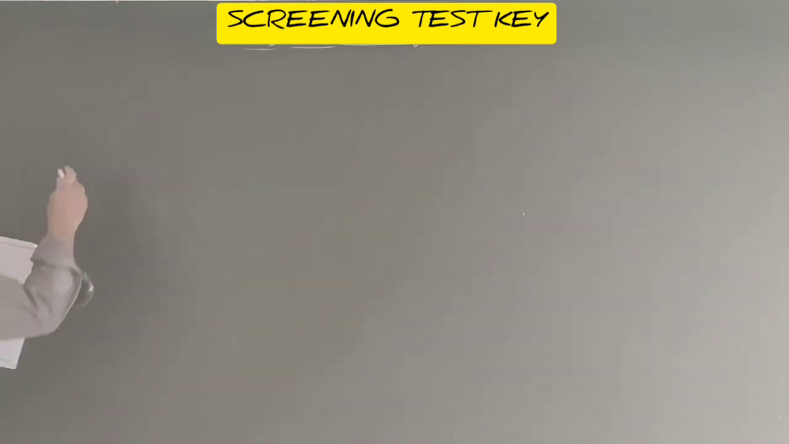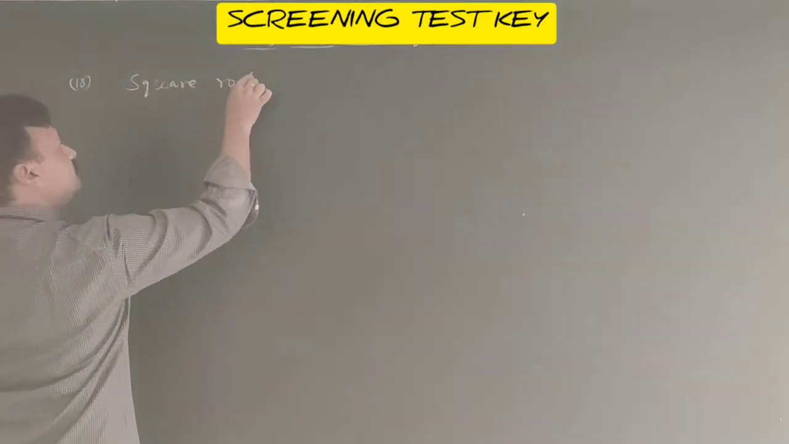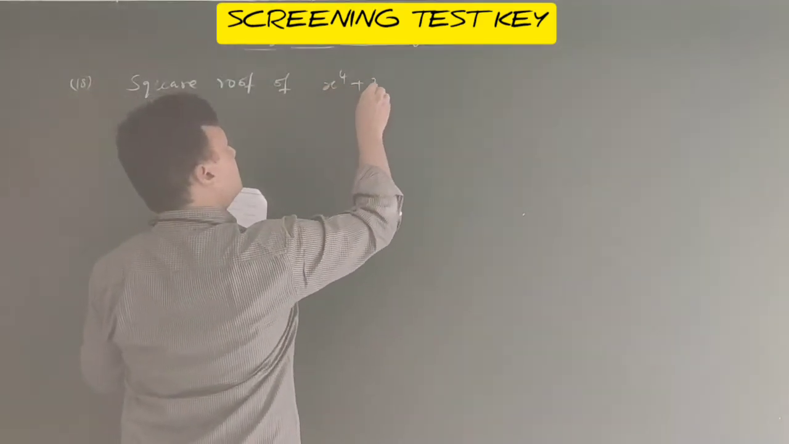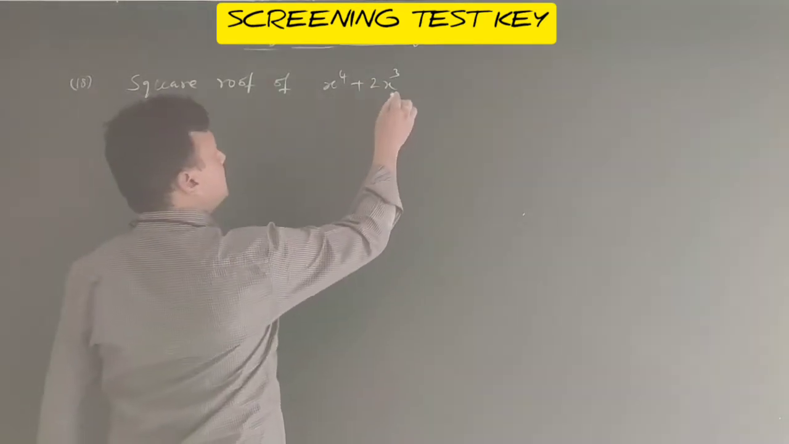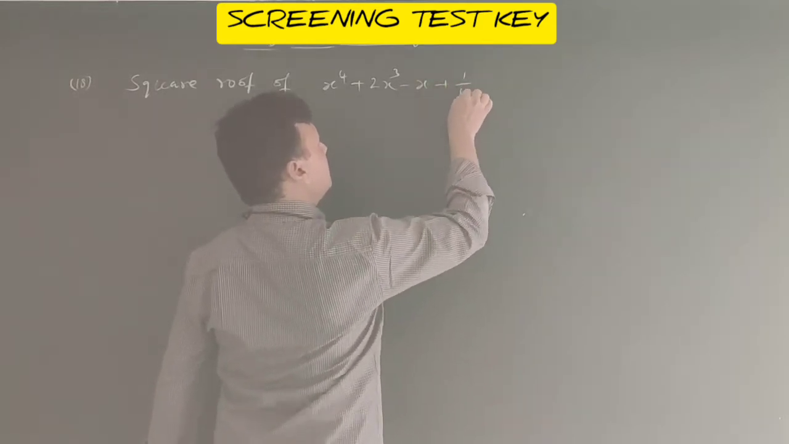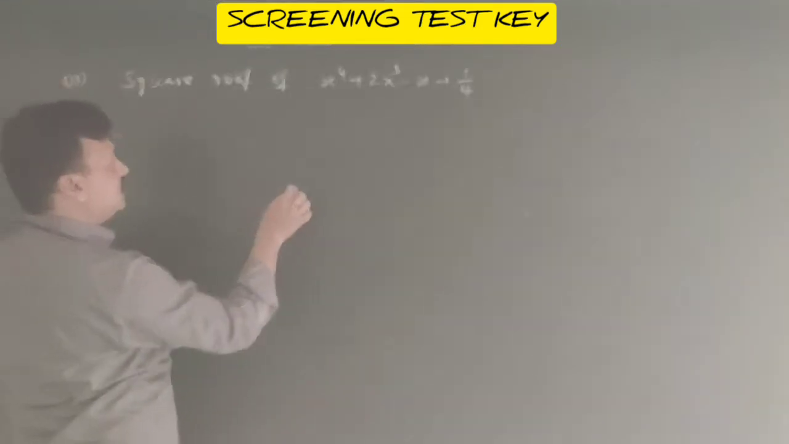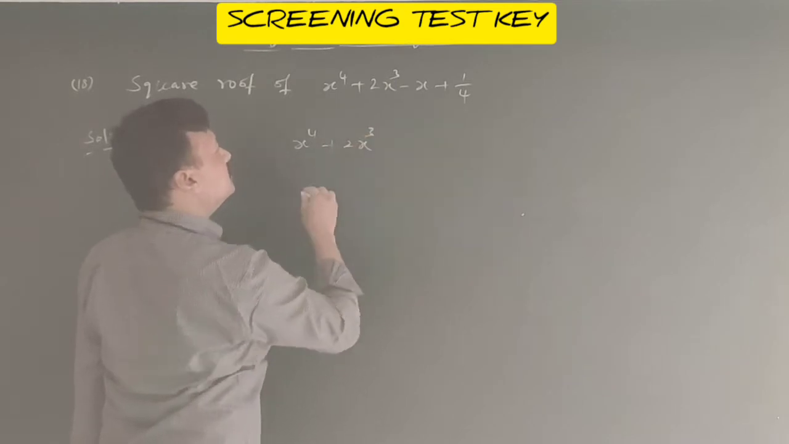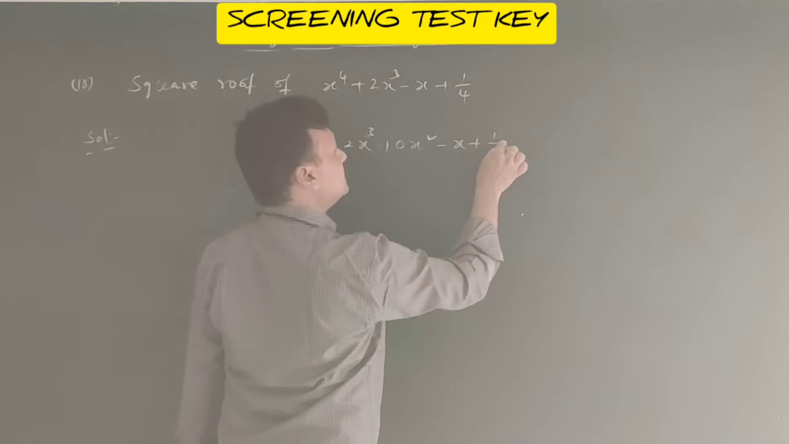Next, 18th one. Find the square root of x power 4 plus 2x cube minus x plus 1 by 4. By division method, x power 4, x cube, there is no x square, then x, constant.